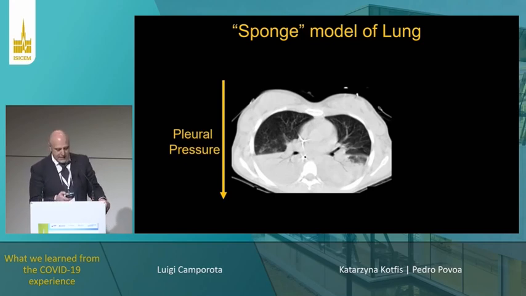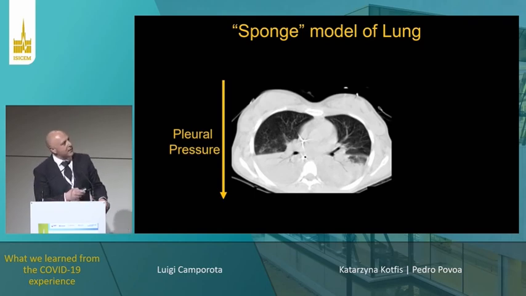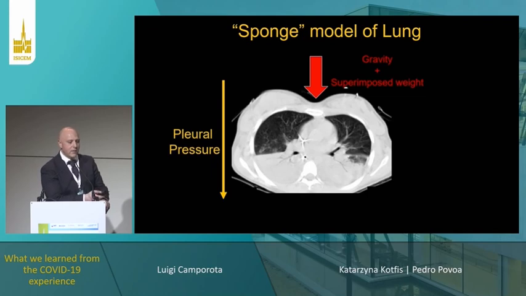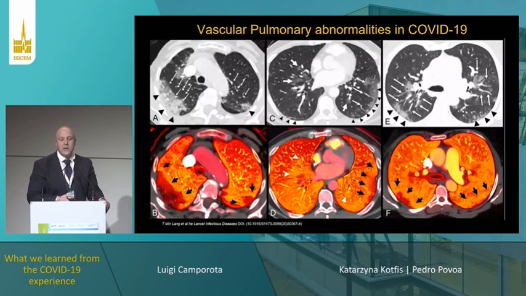As you all know, the pathophysiological idea of prone positioning is based on this anatomical model of ARDS, which is the sponge model of the lung. Essentially, you've got increasing pleural pressure from the ventral to the dorsal. You've got gravity with superimposed weight, and then air gets squeezed out, and then essentially we've got a consolidation, and that could be reversed through prone positioning, regaining aeration in the dorsal position.